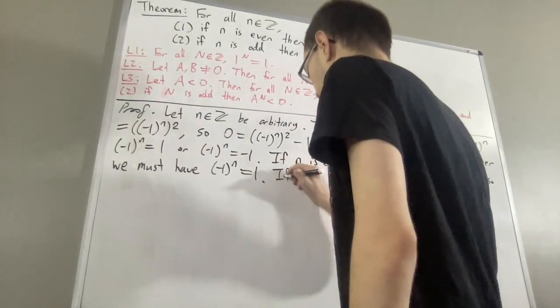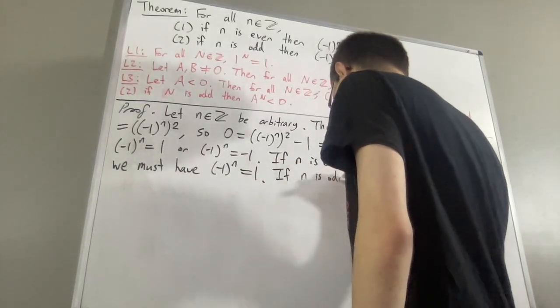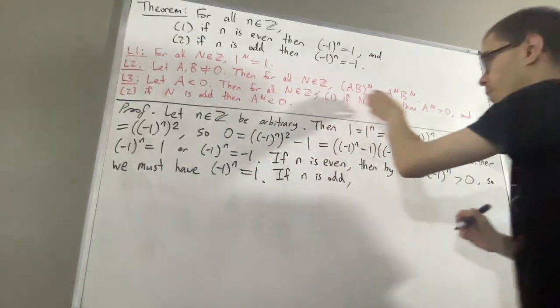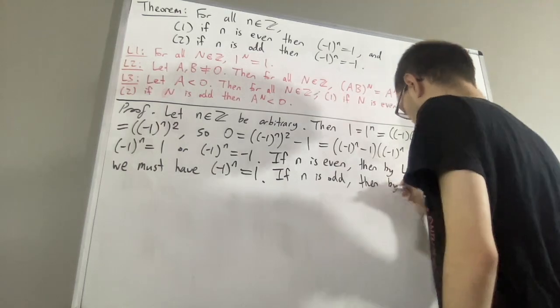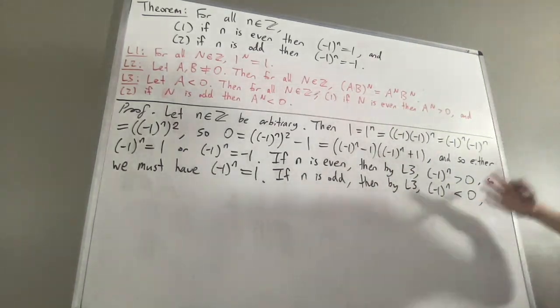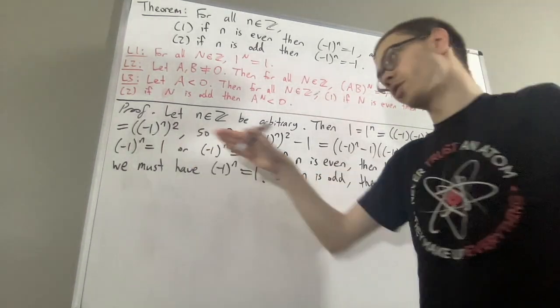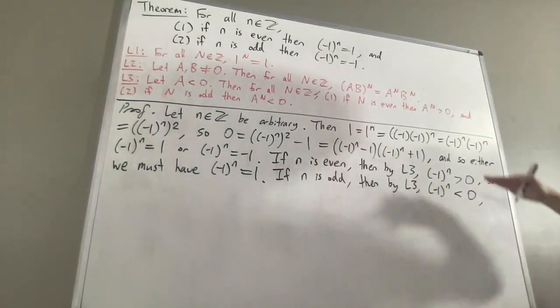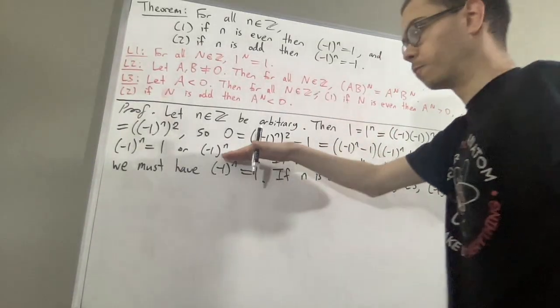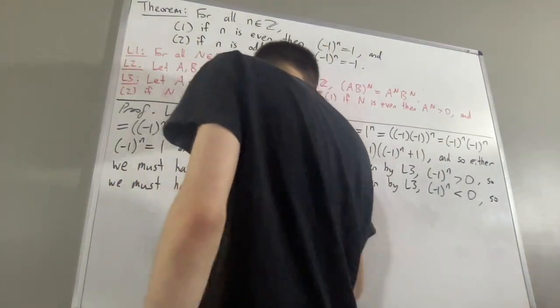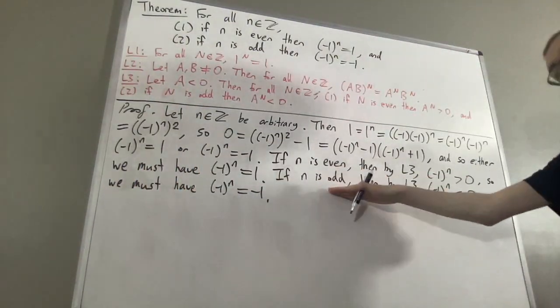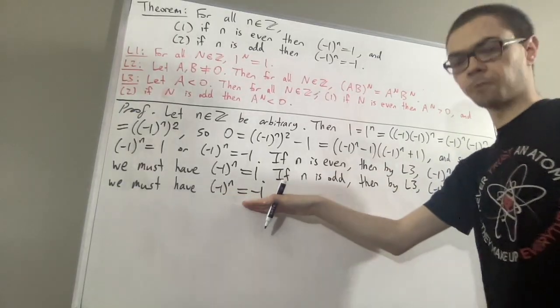On the other hand, if n is odd, well then, according to our final preliminary result, (-1)^n must be less than 0. But again, (-1)^n is equal to either 1 or -1. But since (-1)^n is less than 0, we must have (-1)^n is equal to -1. That's it. This shows if n is odd, then (-1)^n is equal to -1.